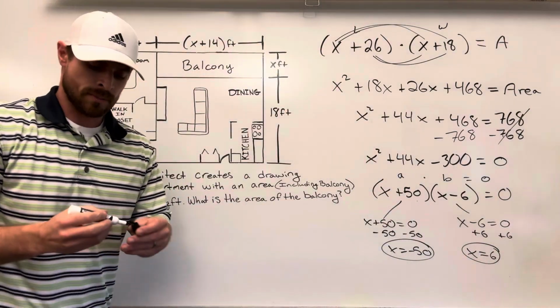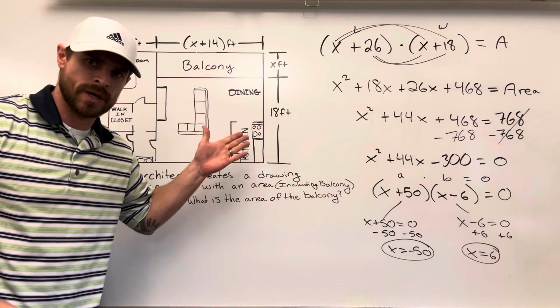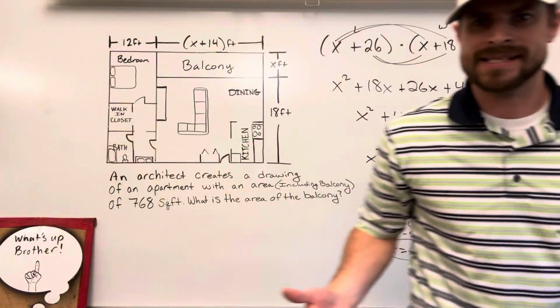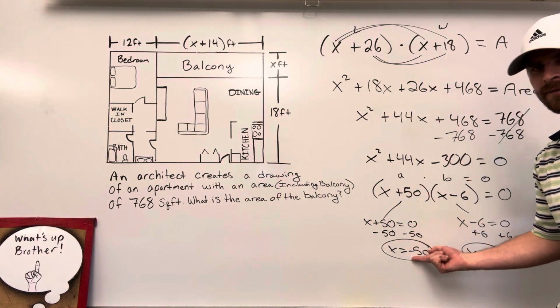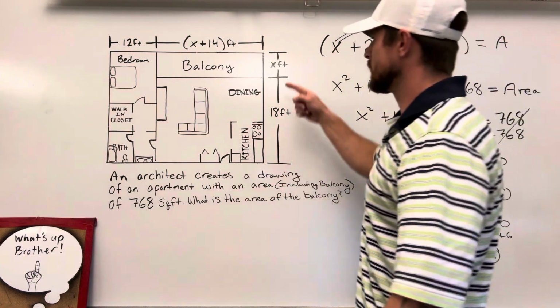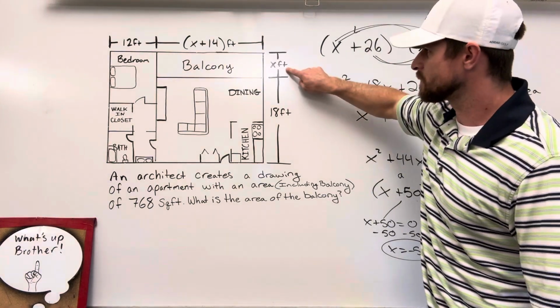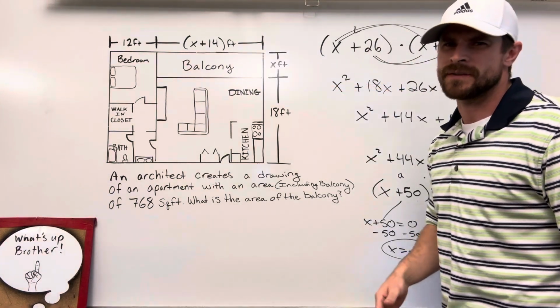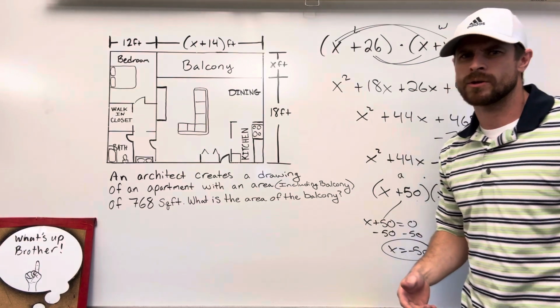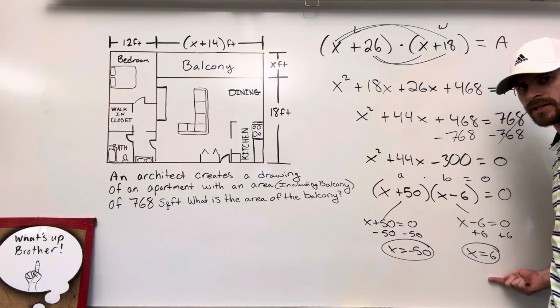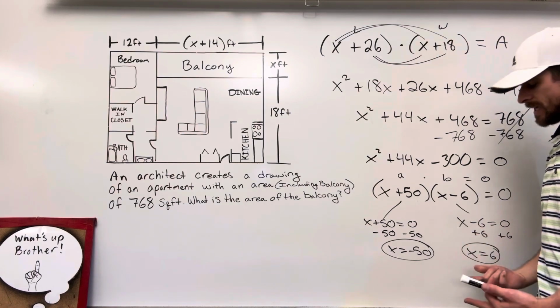Well, because we're dealing with a real life situation here, one of these doesn't make sense. It doesn't make sense to say that x could be negative 50, because what you're telling me there is that this distance of the balcony would be x feet, negative 50 feet. Doesn't make a whole lot of sense, does it? So you have to go with the positive value that you got in your work. In this case, it's a 6.